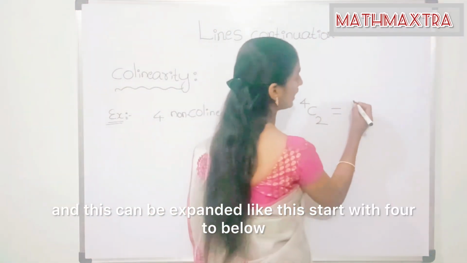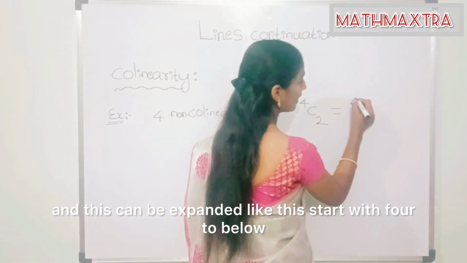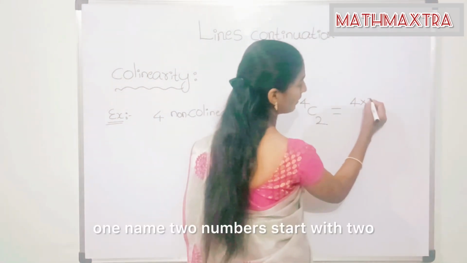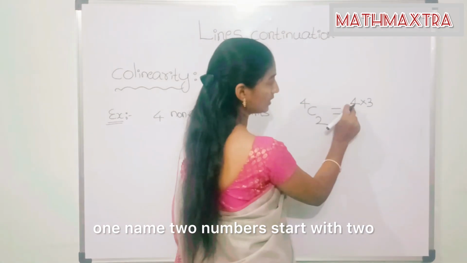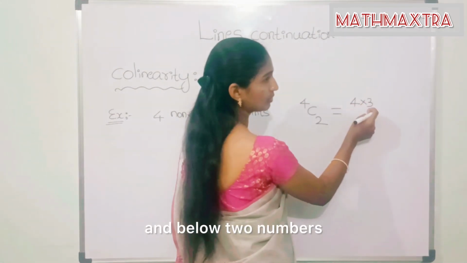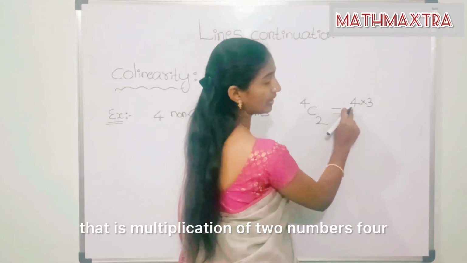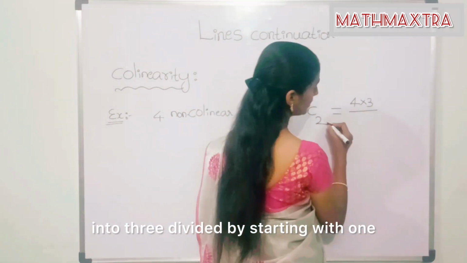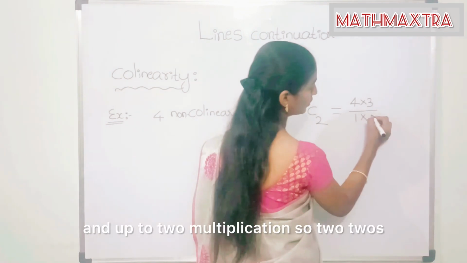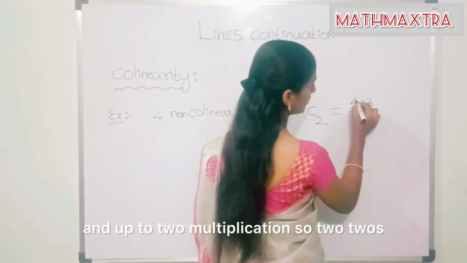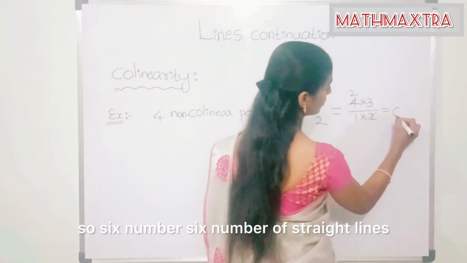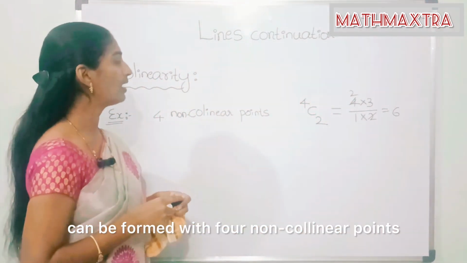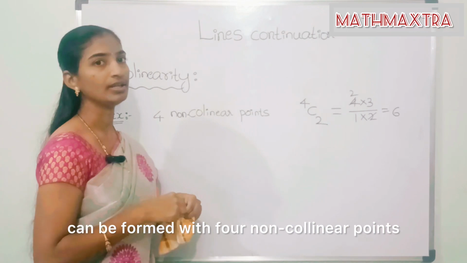And this can be expanded like this. Start with 4 and go down two numbers, that is the multiplication of 2 numbers: 4 into 3, divided by starting with 1 and going up to 2 multiplication, so 2 twos. So 6 straight lines can be formed with 4 non-collinear points.